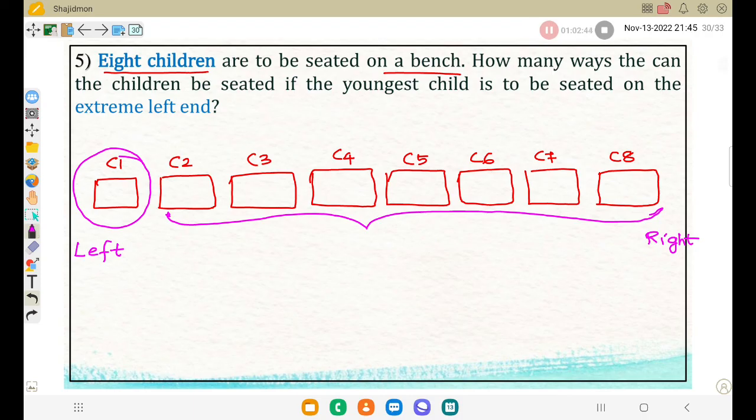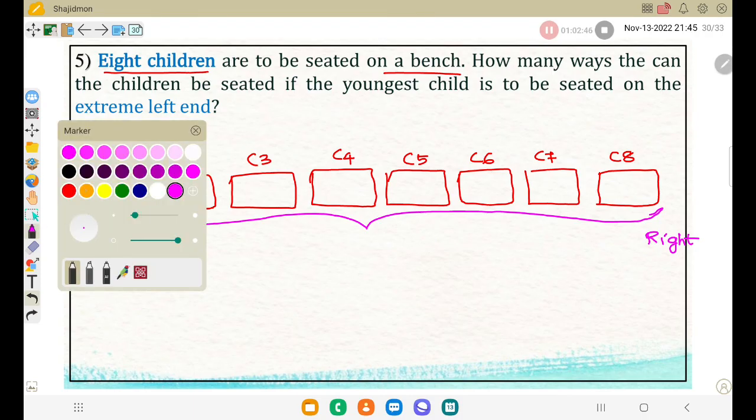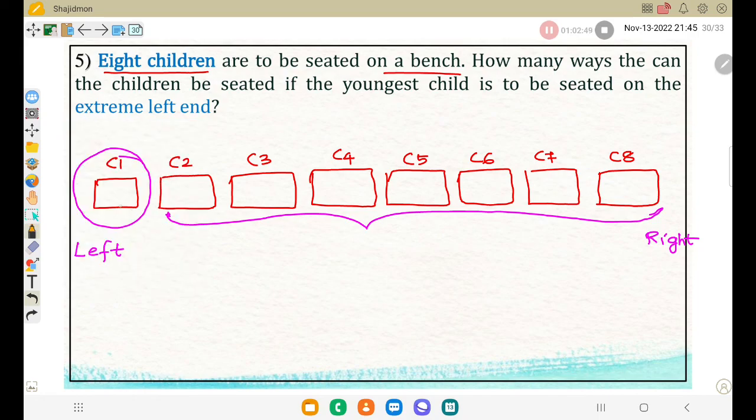Okay, so assume the possibilities for each chair. Each chair, how many? For example, this seat. Okay, this is the seat. How many people can sit?